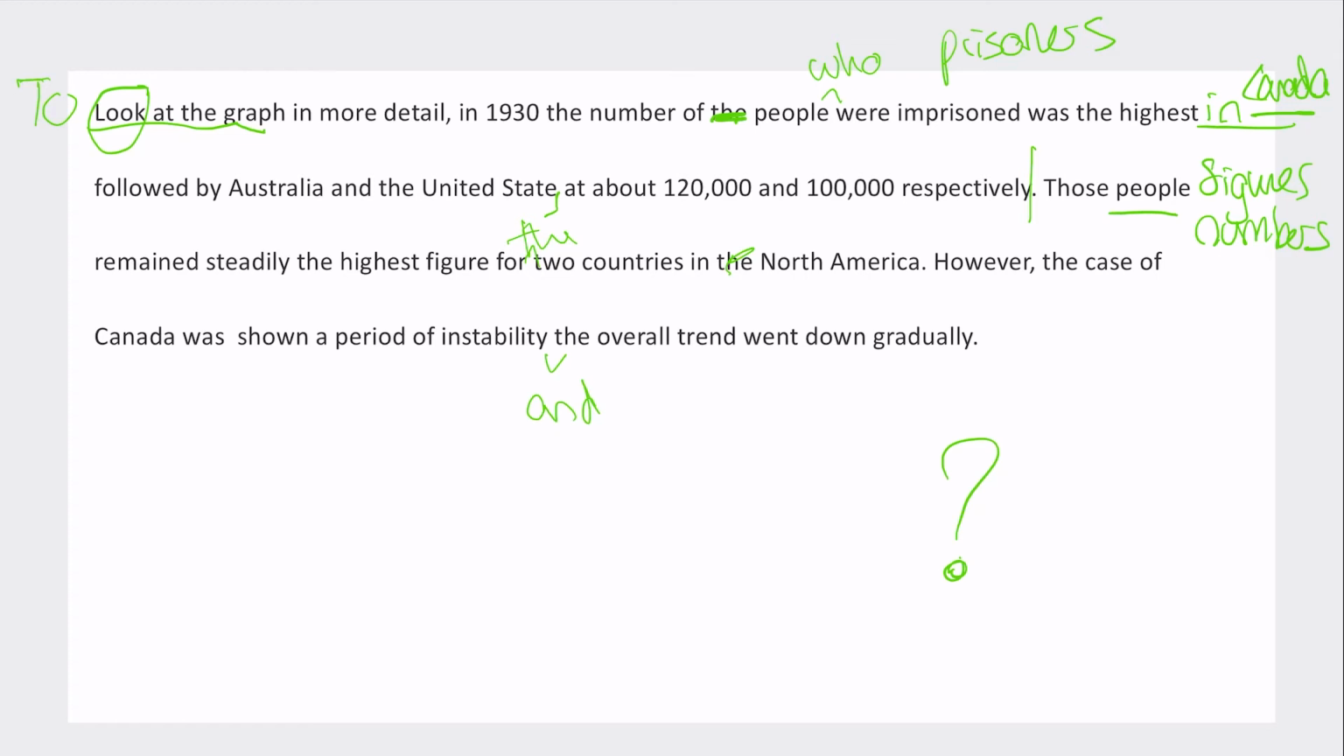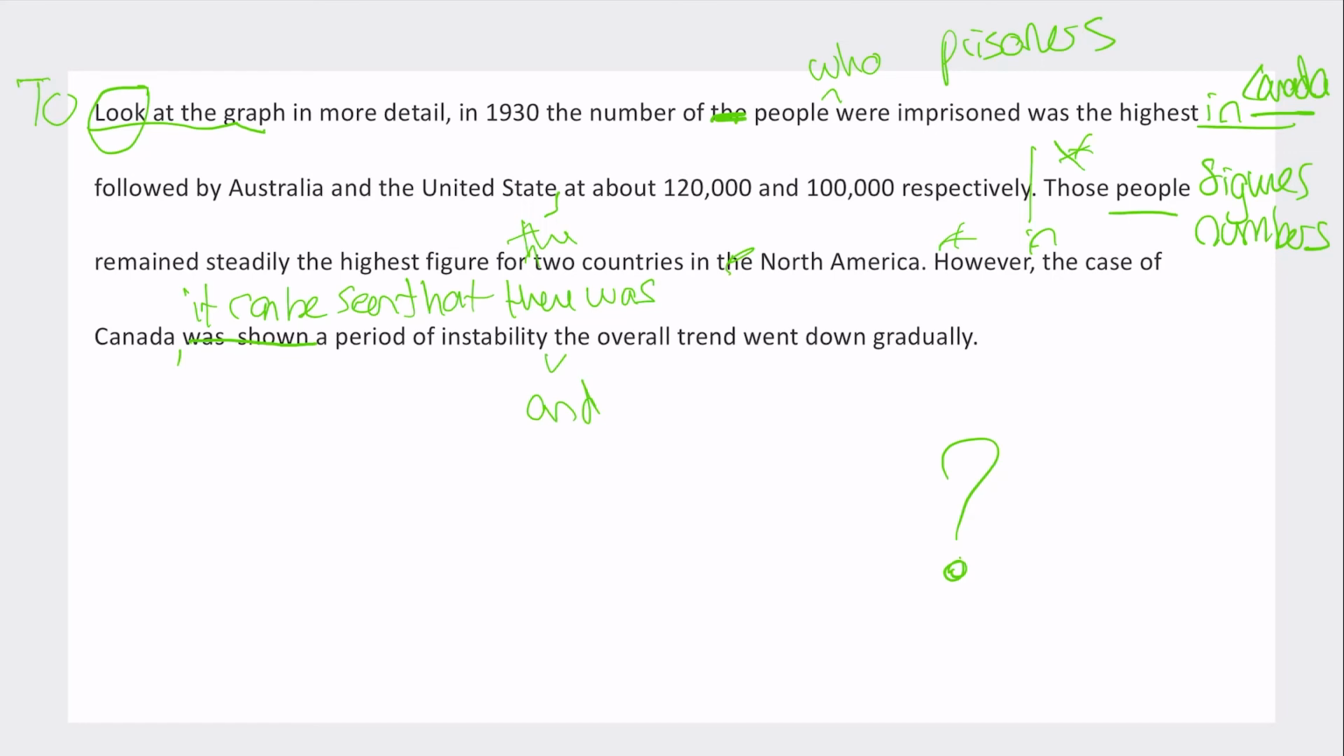The structure of this sentence and this sentence, the order in which you're giving me the information, is confusing. However, in the case of Canada, it can be seen that there was a period of instability and the overall trend went down gradually. Okay, that makes more sense.